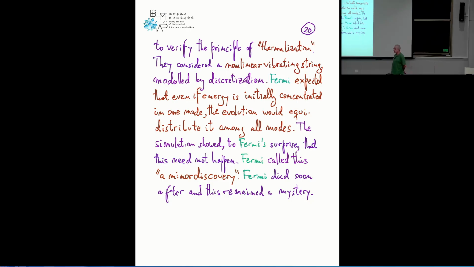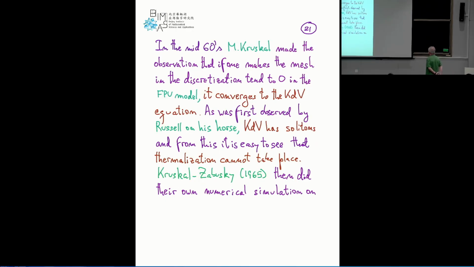Fermi, like everybody else on his team, died soon after. They all died from radiation-induced cancer. And this mystery remained for quite a while. In the mid-1960s, somebody else who was very smart, Martin Kruskal, made the observation that if you take the mesh that they used in the Fermi-Pasta-Ulam experiment and you let it go to zero, the Fermi-Pasta-Ulam model converges to the KdV equation. Okay, first observation. But the KdV equation has traveling wave solutions. That was what Russell discovered in his report.